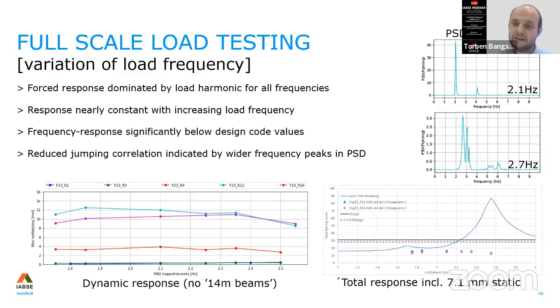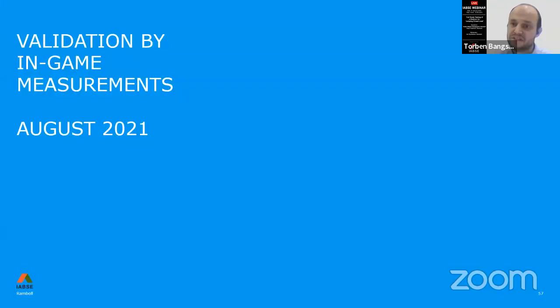On the other hand, the lack of correlation, the breakdown of correlation at high frequencies, and also the breakdown of load and jumping amplitude at high frequencies means that this model is somewhat conservative, highly conservative. We were also able to see the breakdown of correlation based on the PSD, because where we had jumping at only 2.1 hertz, we had very narrow peaks. But when we started to see multiple peaks and very broad peaks at higher frequencies.